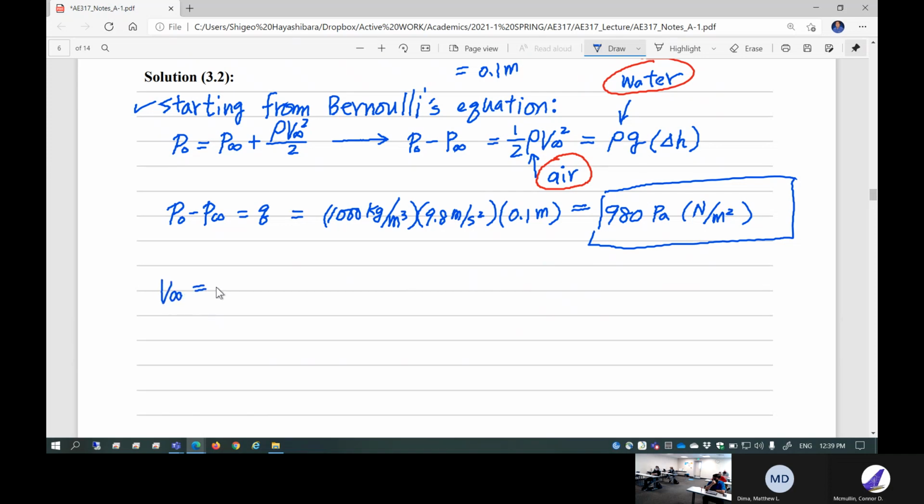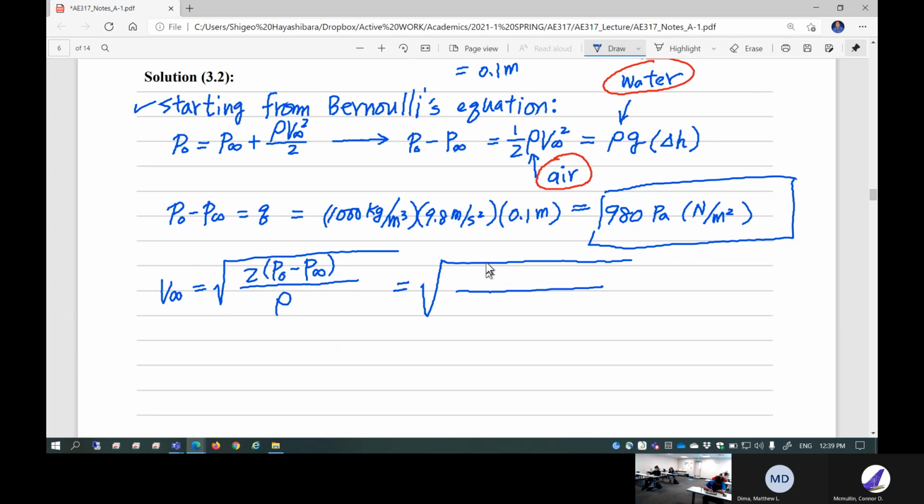V infinity is the square root of 2 times P0 minus P infinity divided by rho. The important thing is, what is rho? Do we know that? Not really. So let's say this is a standard sea level situation. You probably know the standard sea level density, which is something like 1.225 kilograms per cubic meter, the standard sea level density of air.